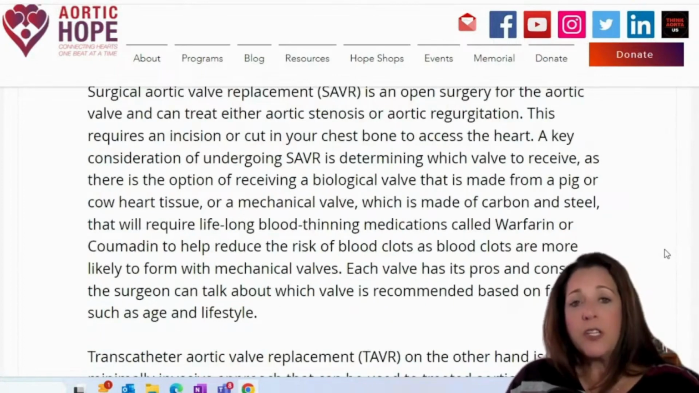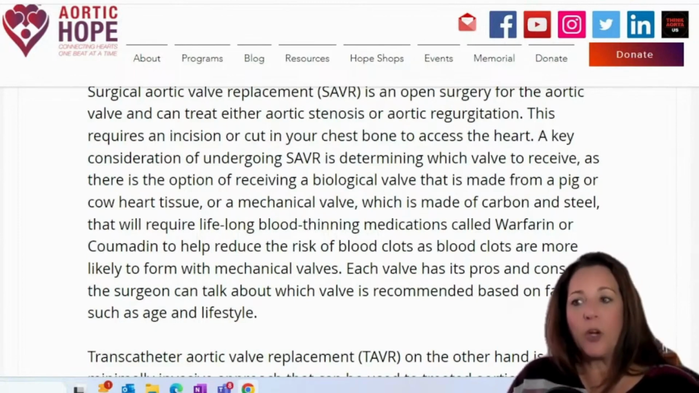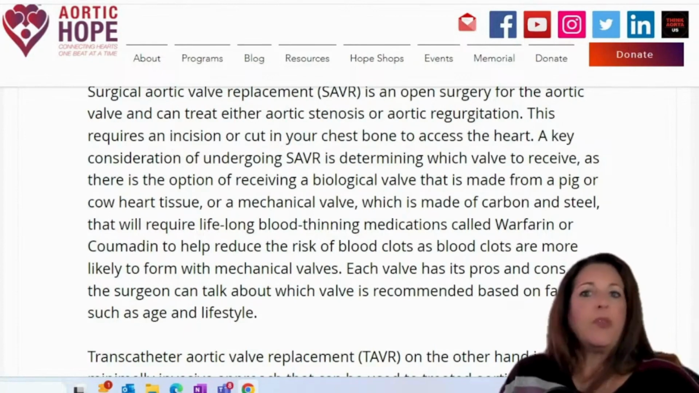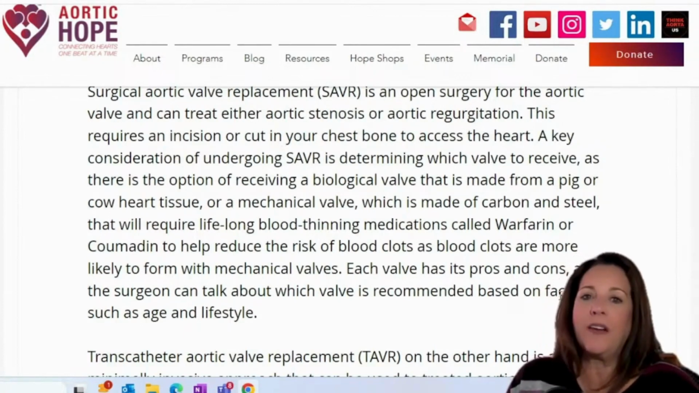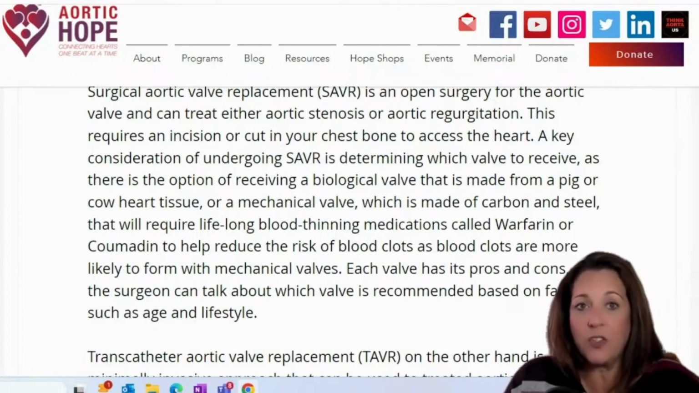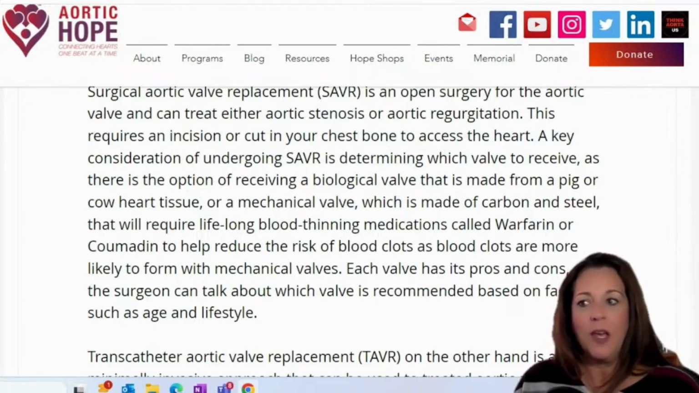And the surgeon can talk about which valve is recommended based on factors such as your age and your lifestyle. I have heard that the younger you are, you probably could go with a tissue valve, because they are going to have to be replaced. Usually they say 10 to 15 years, whereas mechanical supposedly lasts the rest of your life.